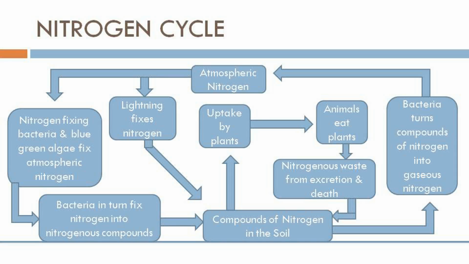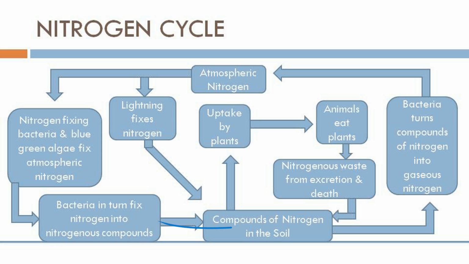Nitrogen in our atmosphere is about 78% by volume. It remains constant because it follows the nitrogen cycle. Atmospheric nitrogen is fixed by lightning. Lightning fixes nitrogen into compounds of nitrogen in the soil. Also, nitrogen-fixing bacteria and blue-green algae fix atmospheric nitrogen into nitrogenous compounds, which are then added to the soil.